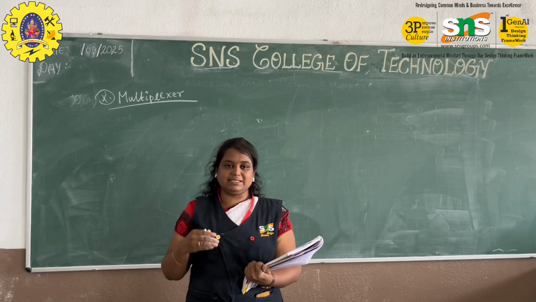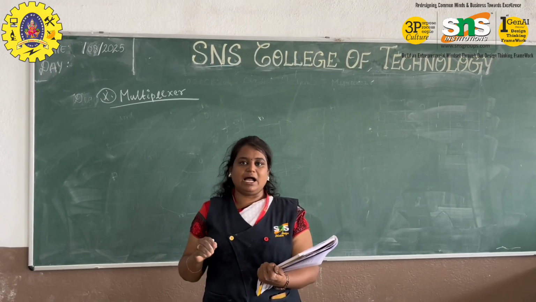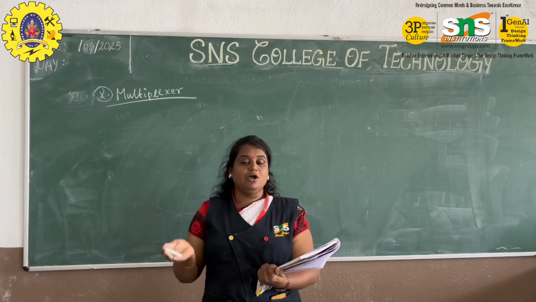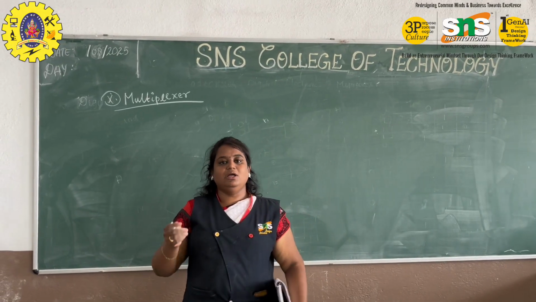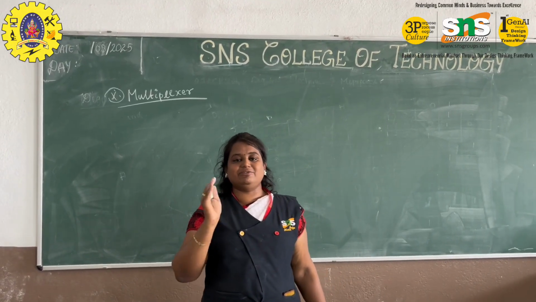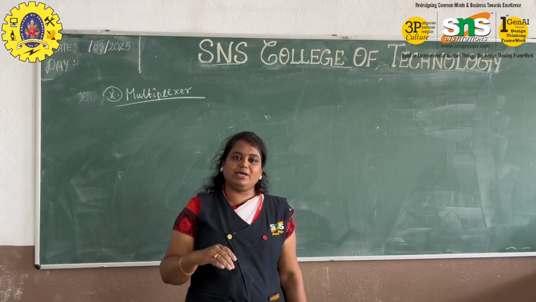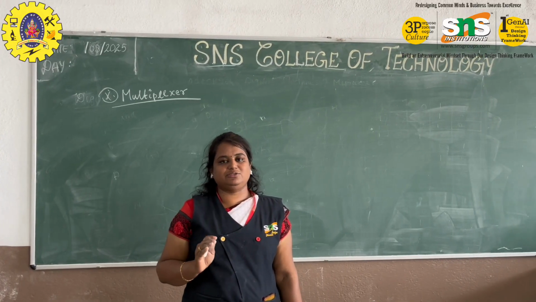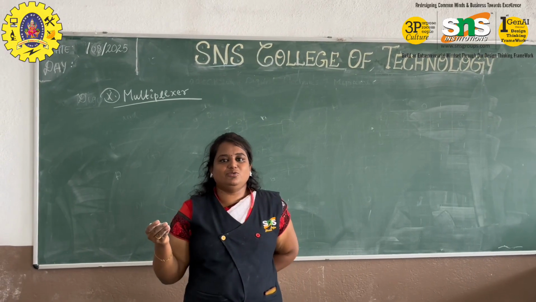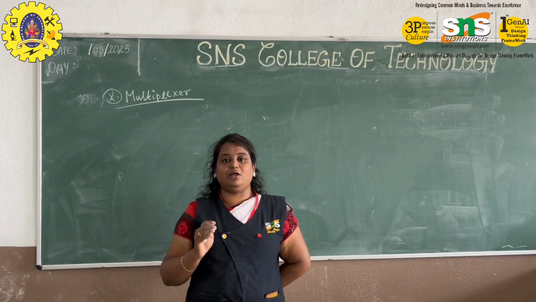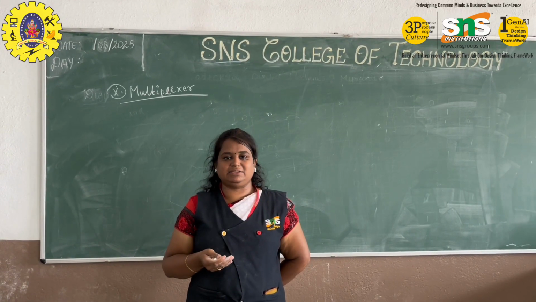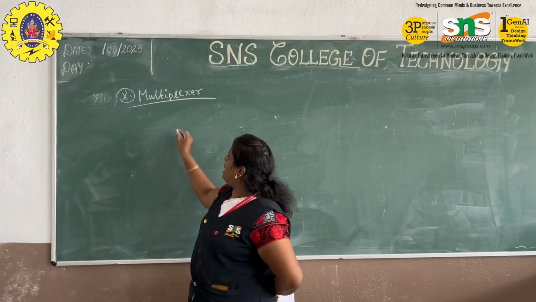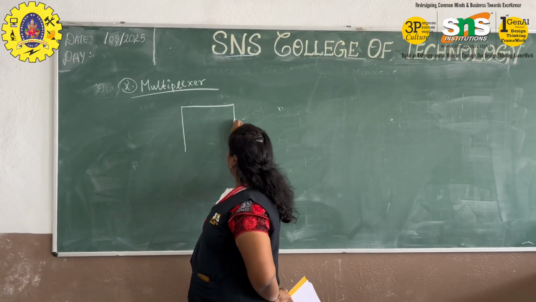The multiplexer is a digital circuit that allows digital information from several sources to be routed onto a single output line. If you give four inputs, it will produce one output. So we call it many to one. That is called a multiplexer. It is used in analog to digital converters and communications. This is very important.